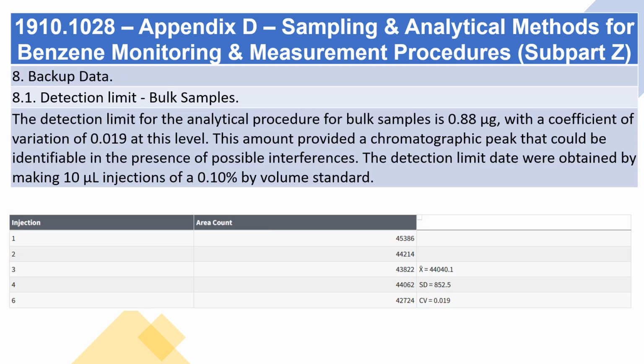8. Backup data. 8.1 Detection limit, bulk samples. The detection limit for the analytical procedure for bulk samples is 0.88 µg, with a coefficient of variation of 0.019 at this level. This amount provided a chromatographic peak that could be identifiable in the presence of possible interferences. The detection limit data were obtained by making 10 µL injections of a 0.1% by volume standard.